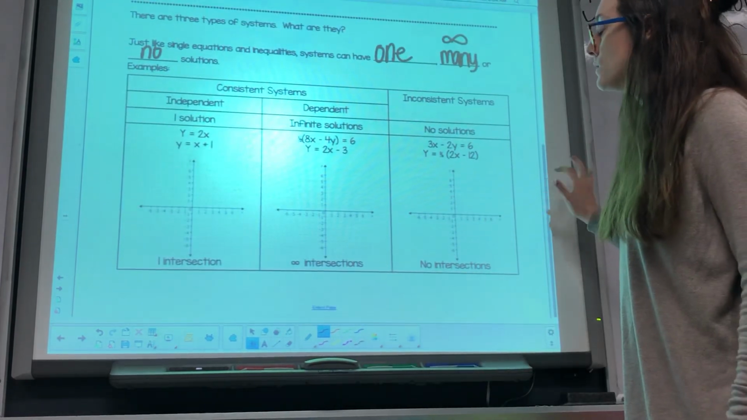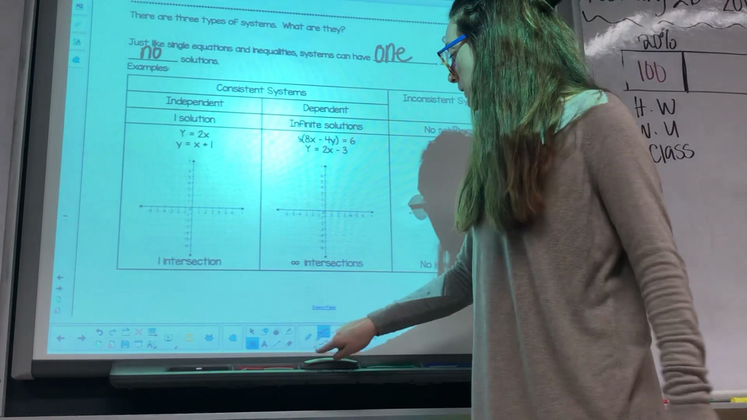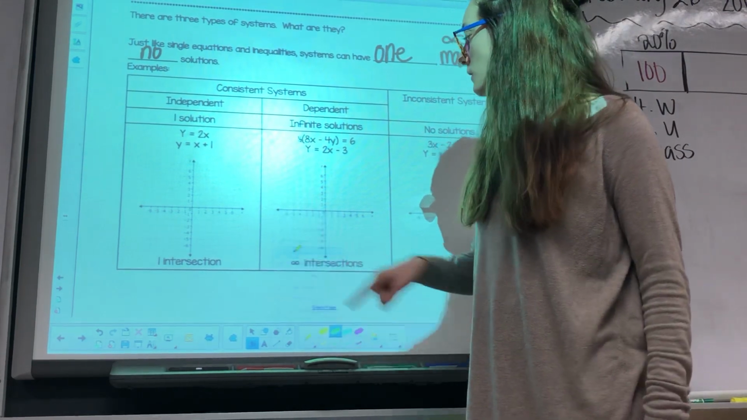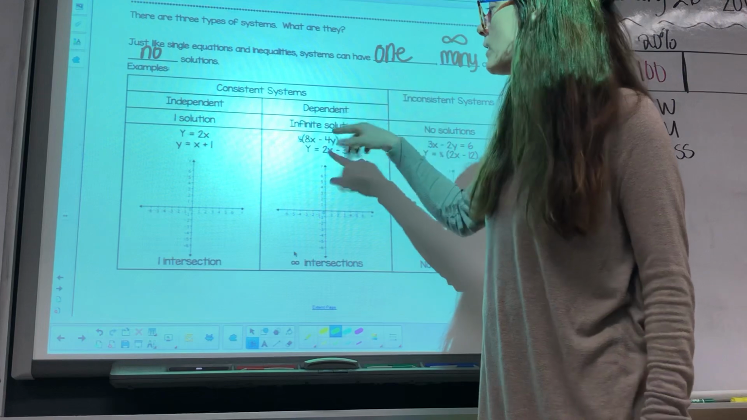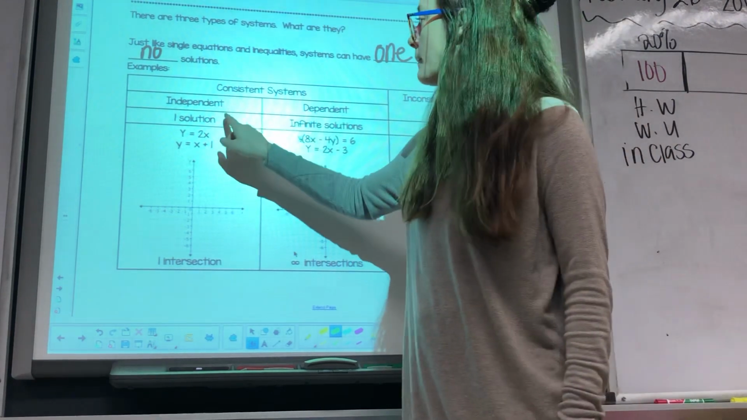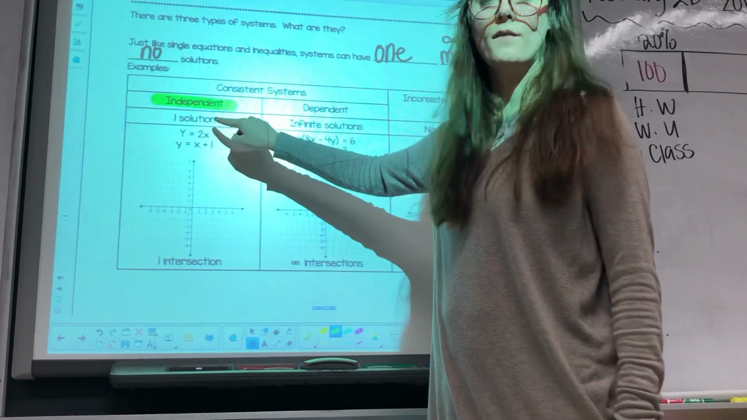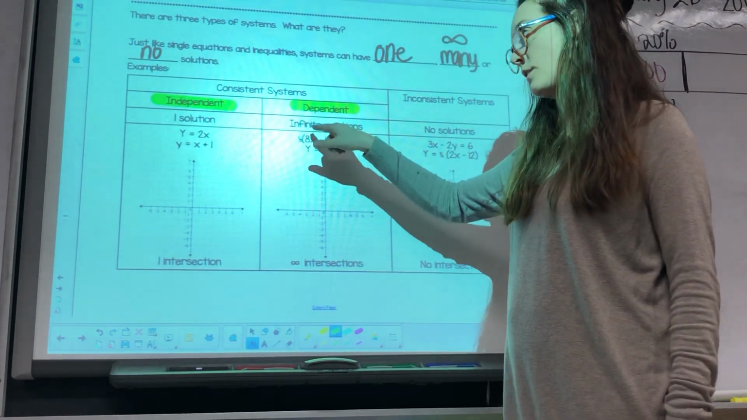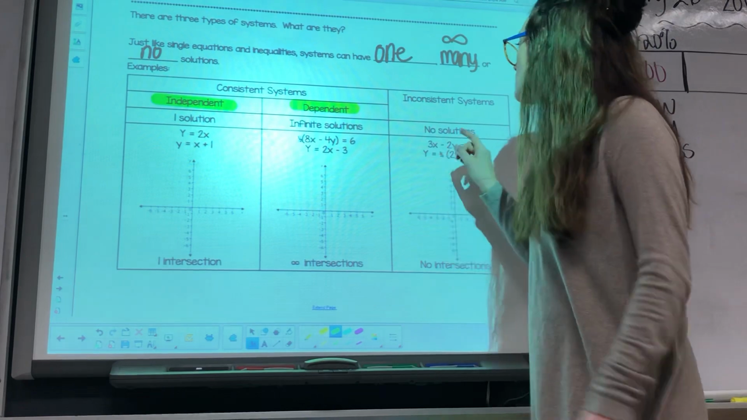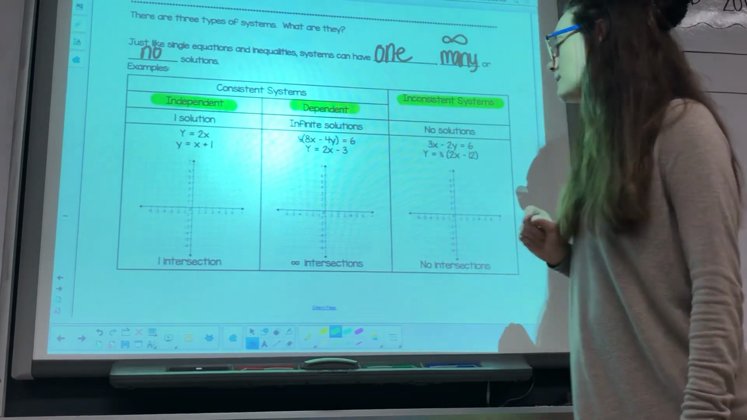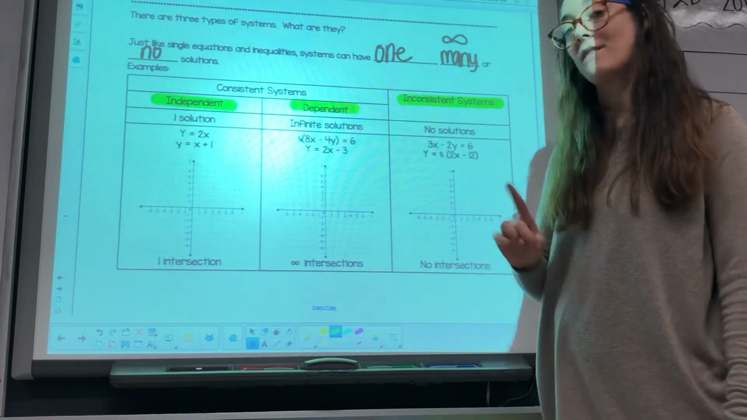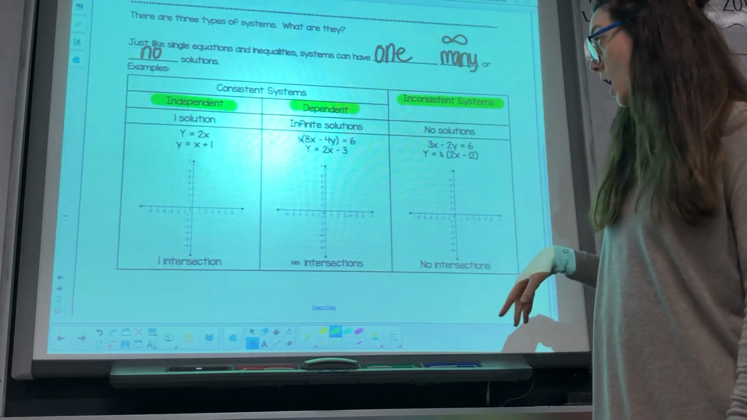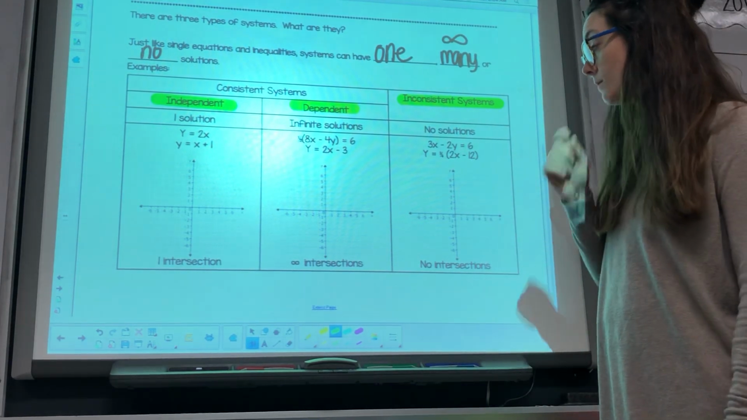We often also call these three types of systems independent, because they will have one solution. Dependent, which means that they depend on one another, so they have infinite amounts of solutions. Or inconsistent. So consistent systems have a solution, inconsistent do not have a solution.